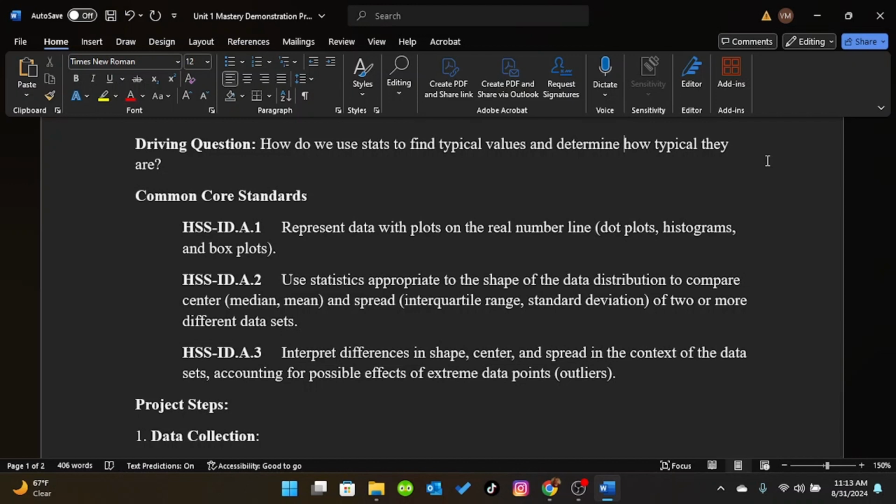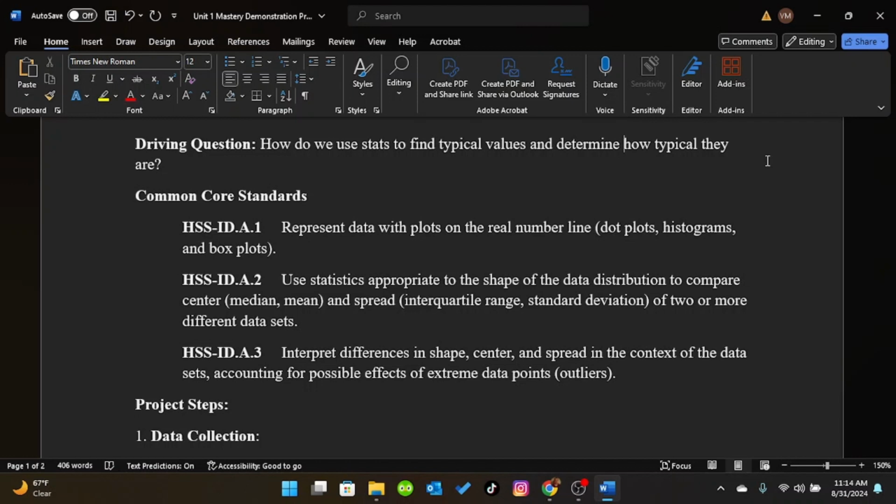The second standard, you need to be able to use statistics appropriate to the shape of the data distribution to compare center. So that shape of distribution is going to tell you whether you're using the median or the mean. And you need to be able to compare the spread. Depending on which measure of center you chose to use, now you need to be able to compare whether you should be using the interquartile range or the standard deviation. And this needs to happen with 2 or more different data sets.